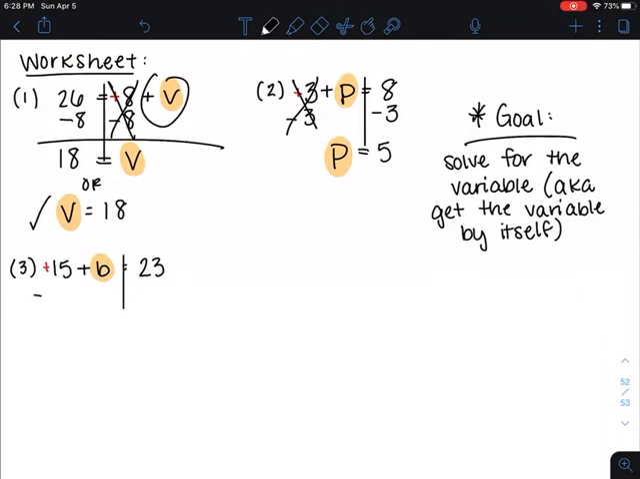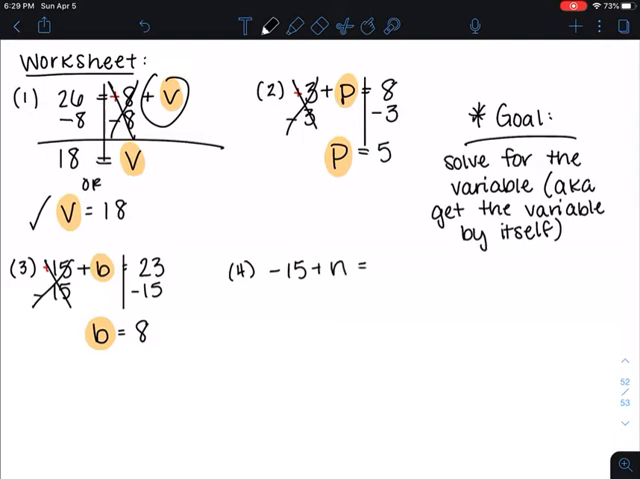Again, we have an invisible positive sign here because the number's at the front. The opposite of a positive is a negative, so we're going to subtract 15. My 15s will cancel because 15 minus 15 is 0. My b will come down, so my equal sign. And what is 23 minus 15? 23 minus 15 is 8. Is my variable by itself? Yes, it is. Therefore, we are done with the problem.